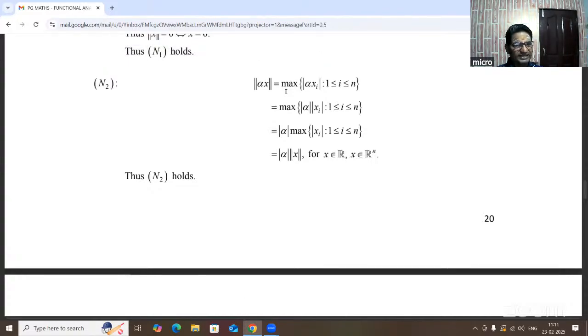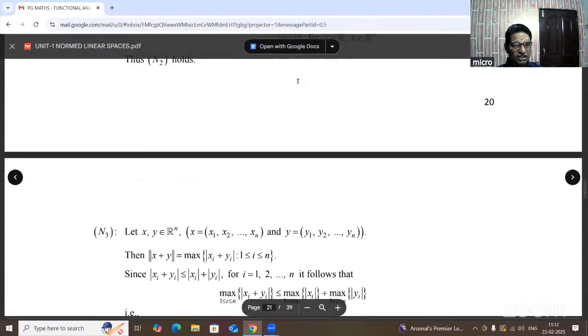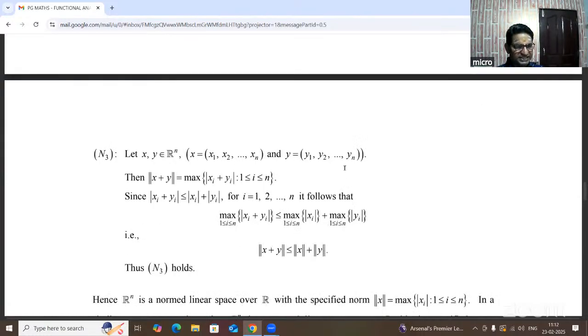So norm of alpha x can also be written as mod alpha into norm x, which is mod alpha into the maximum of mod xi. So the N2 condition also holds good. And in the same manner, the N3 condition: the maximum of mod xi plus yi, that is norm of x plus y, is the given condition.